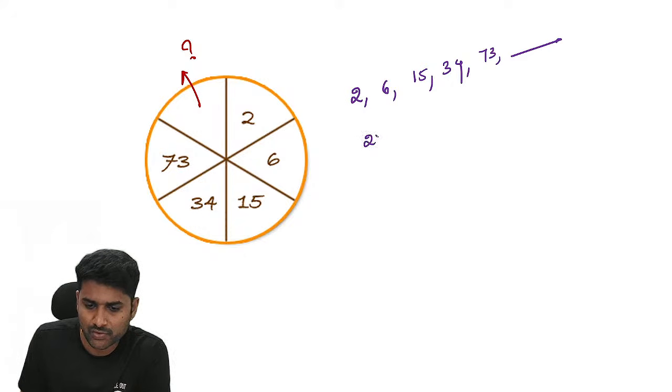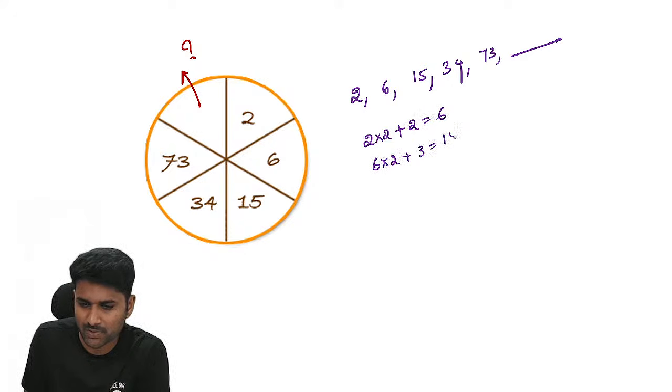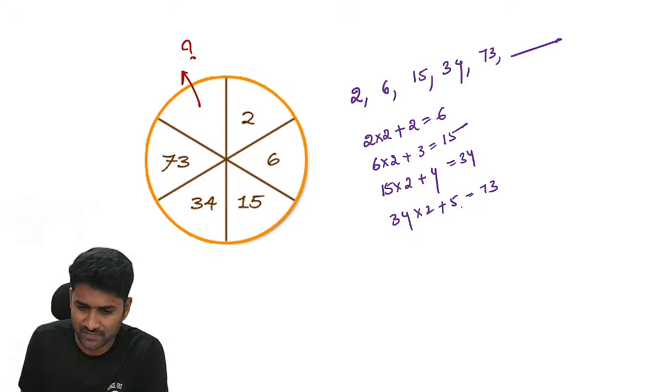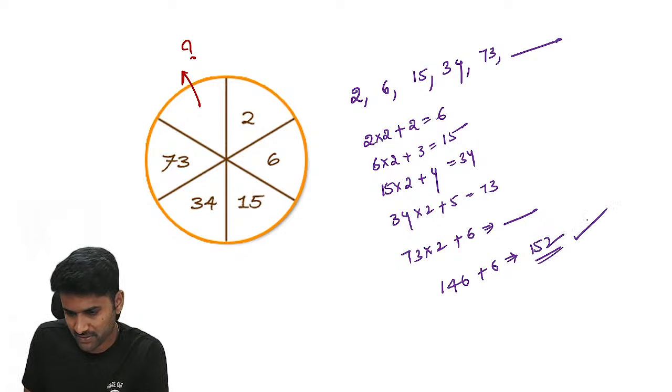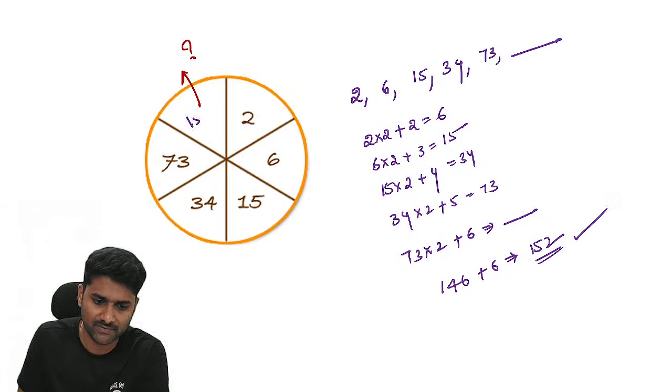Now see here, 2 into 2 plus 2 is equal to 6. 6 into 2 plus 3 is equal to 15. 15 into 2 plus 4 is equal to 34. And 34 into 2 plus 5 is equal to 73. So finally, if you want the answer, 73 into 2 plus 6 gives the resultant. So 146 plus 6 is equal to 152, which is your correct answer. Good. 152.